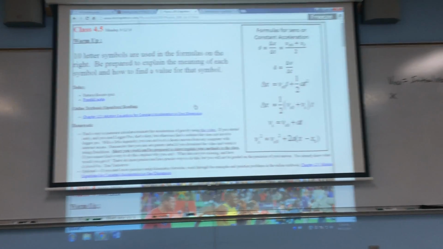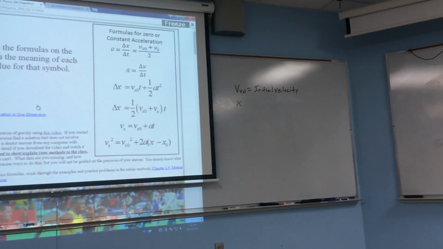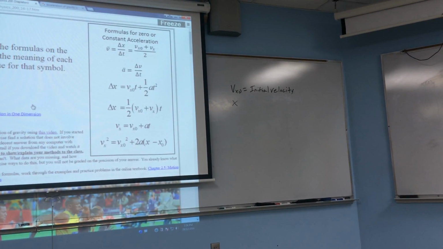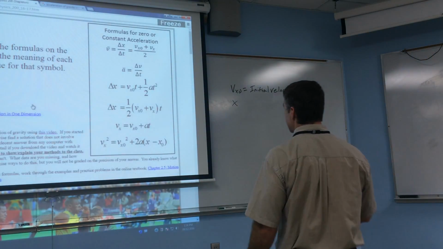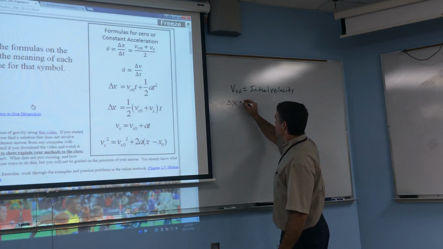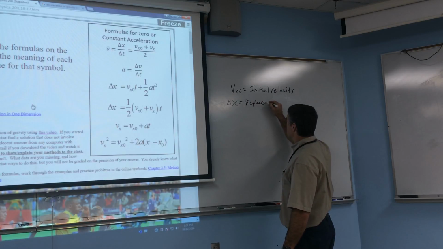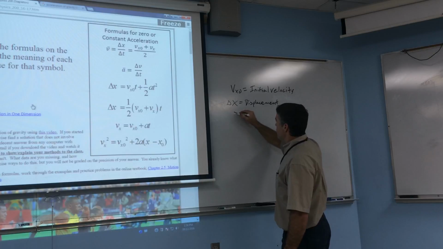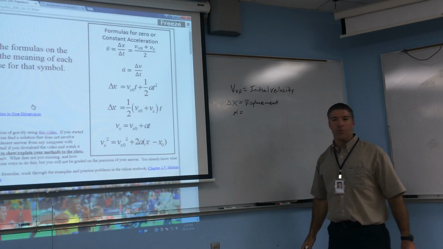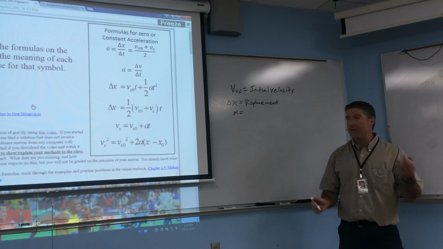Well, what does x symbolize? No, it's not displacement. That would be delta x. So delta x is displacement. So x marks the spot. Yeah, sort of. So what is x? One word, position.